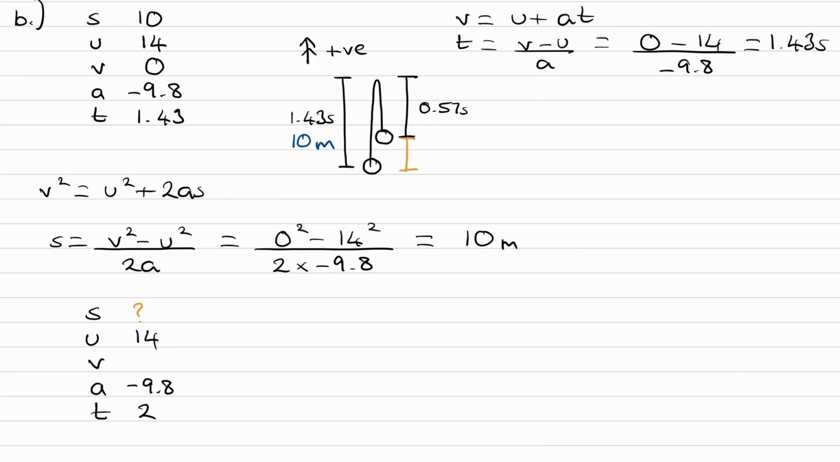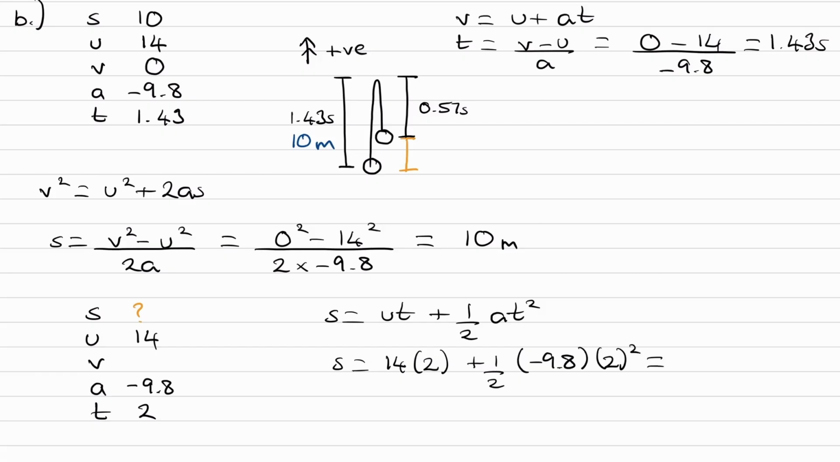Okay, so we can use S is ut plus half at squared. S is then 14 times 2 plus a half times minus 9.8 times 2 squared, and that gives me 8.4 meters. So the orange distance is 8.4 meters. The distance therefore just above that would be just 10 minus that, and you'd get 1.6 meters. So our total distance would then be the 10 meters that it travels on the way up, plus the 1.6 meters that it travels on the way down. That represents the first 2 seconds of travel. That'll be 11.6, which is our final answer.